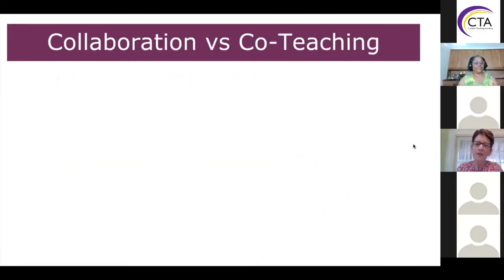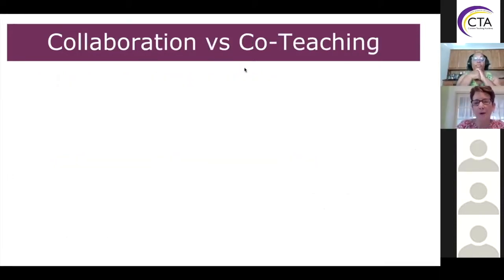So when we hear co-teaching, we also hear the term collaboration. And I want to clarify the two terms, just so that as we're entering into our time together, we have an understanding of both of them. When we're thinking about collaboration, collaboration is really how, as professionals, we work together.